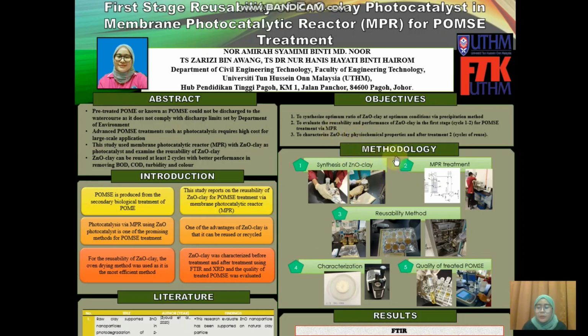Okay, next I would like to proceed with the methodology part. For synthesis of zinc oxide clay, the precipitation method was used. For this step, a specific amount of clay was added to the zinc oxide mixture after a few minutes of reaction to form the zinc oxide clay. After that, the mixture was stirred at room temperature for several hours. Then it was filtered and dried for 1 hour at 100 degrees Celsius in an oven. The precipitate was calcined for an hour at 550 degrees Celsius in the furnace to remove the impurities.